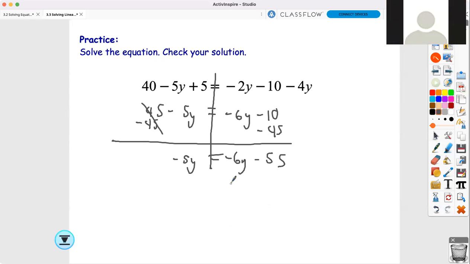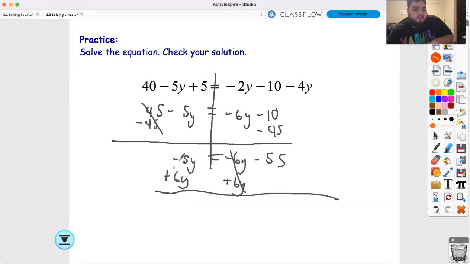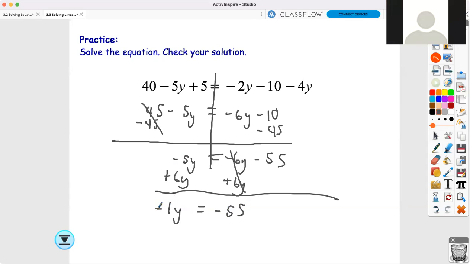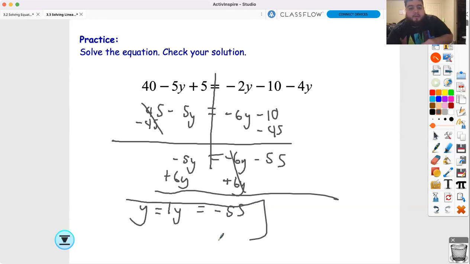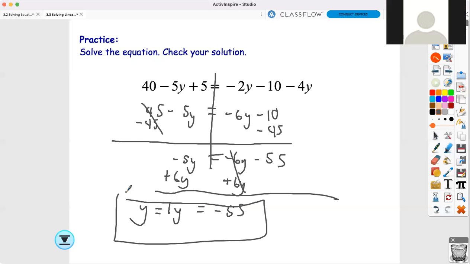The 6. You gotta remove it. So +6. And then that's -1. No, wait. +1. My bad. +1y, right? Equals -55. And 1y is the same thing as what? y. So we are technically what? Done. Okay, there you go. Is that what you did? That's what you got? Good job. Yeah, that's good.